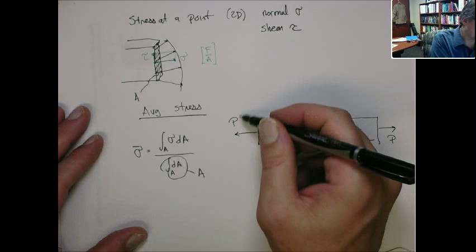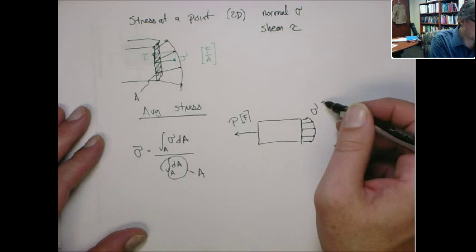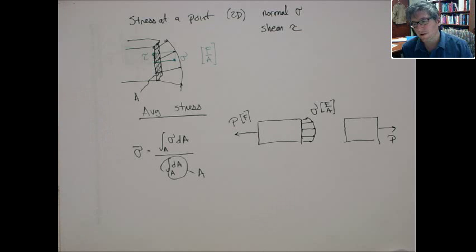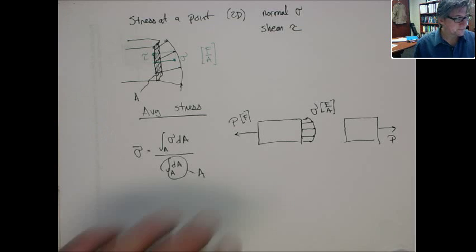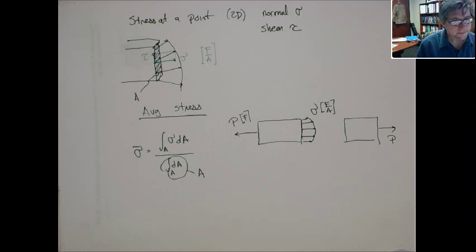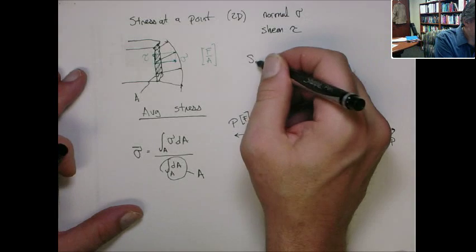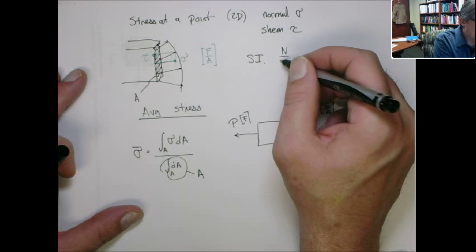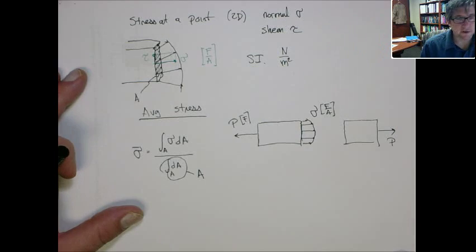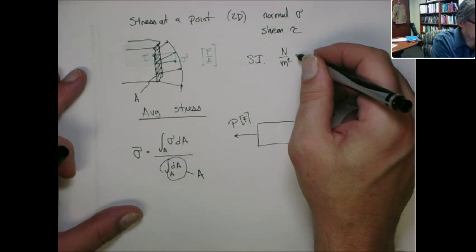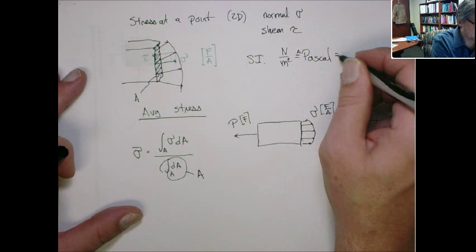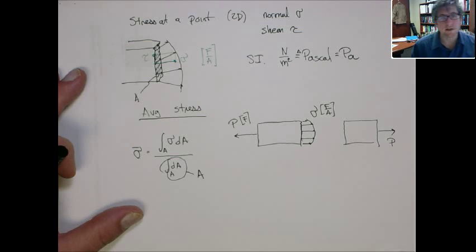Again, force. I should have talked in the last video about the units. Sloppy about that. Force per area, right? If we're in SI units, force per area is a Newton per meter squared. That's the basic unit of stress. Now, that is defined as a Pascal. Pa is the symbol for Pascal.